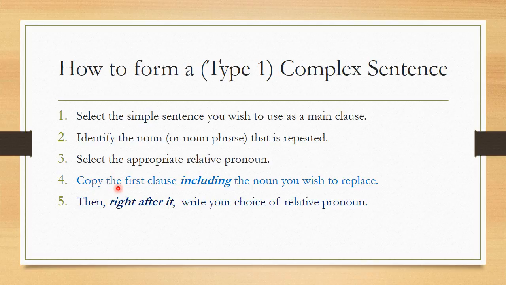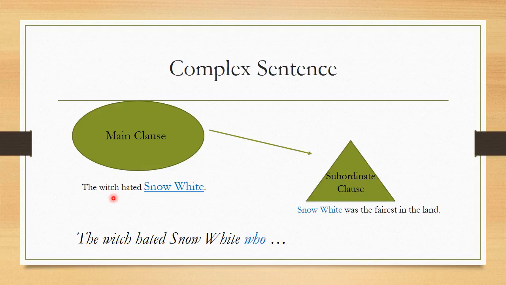Okay, next step. Copy down. I'm going to start writing my complex sentence now. Copy down the first clause, including the noun that you wish to replace. Right after it, and this is really important here, right after it. So you reach the noun that you want to replace and you stop right there, and there you're going to write your relative pronoun. So here we go. Main clause. I'm going to write down the witch hated Snow White. Oh, well, lucky me. My noun happens to be the end of the sentence. So I copy the whole thing, but do not put in that period, right? Since we are going to combine it with something else.